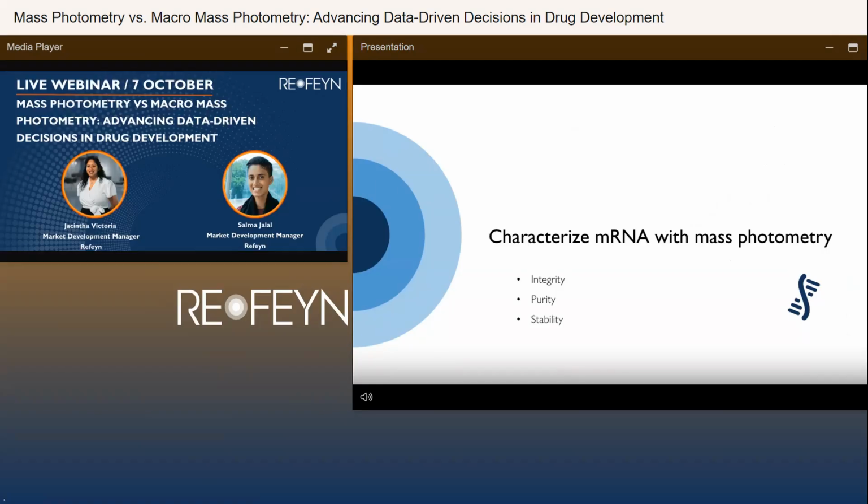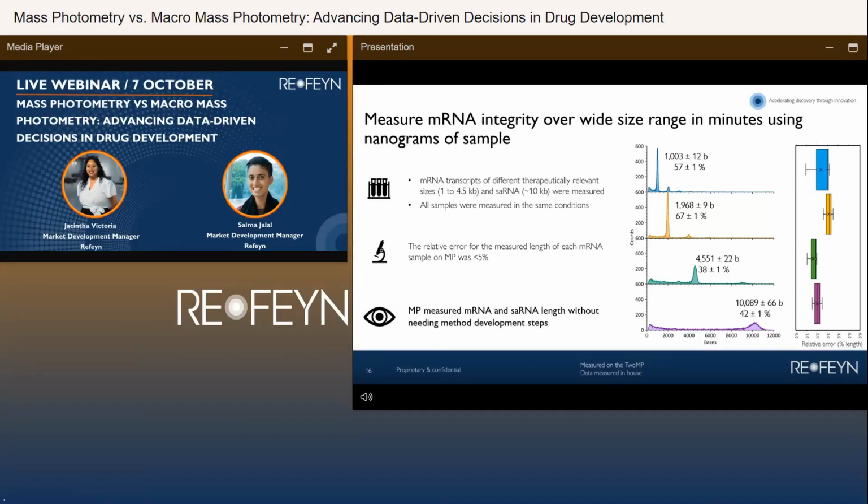So now I'm going to move into looking at some examples of how mass photometry can support mRNA development and attribute measurement for mRNA, like integrity, purity, and stability. Over here, we're showing how mass photometry is able to measure mRNA of different sizes over a wide size range. This is a panel of mRNA of therapeutically relevant sizes from 1 to 4.5 kilobases, as well as a 10 kilobase saRNA.